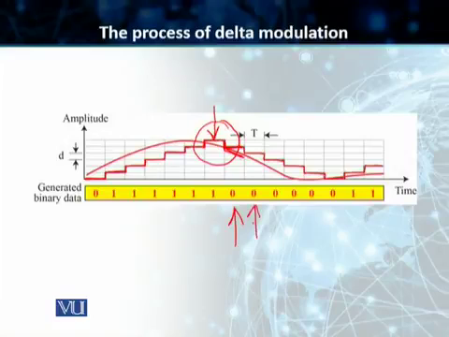So this is the process of delta modulation. Once again, DM finds the change from the previous sample, and there are no code words here, but this generated binary data that you see out here is sent in the form of bits one by one.